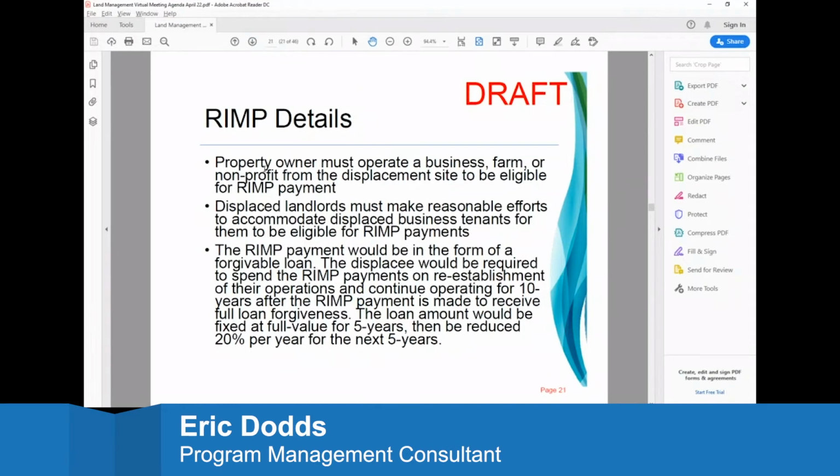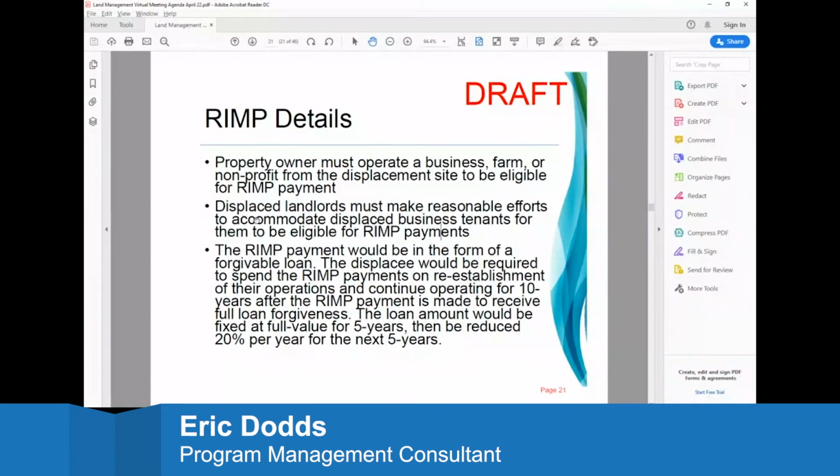Some additional details here: in order to be eligible, the property owner must either operate a business, farm, or nonprofit from the displaced site to be eligible for those payments. We also recognize that there are situations where, say, for example, there's a family farm that may still be owned by the father or the grandfather, but the son or the daughter or the younger siblings are actually operating the business. And so there's a situation where you have a displaced landlord and a displaced tenant. In this situation, what we're suggesting is that the displaced landlord must make reasonable efforts to accommodate the displaced tenants so that they're eligible for the payments made through this program.